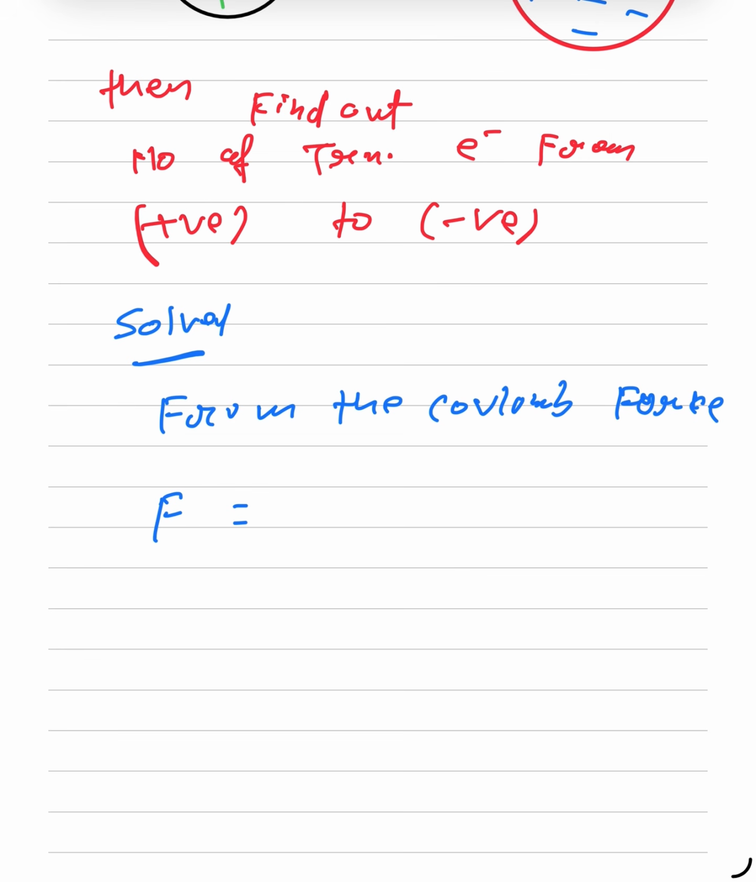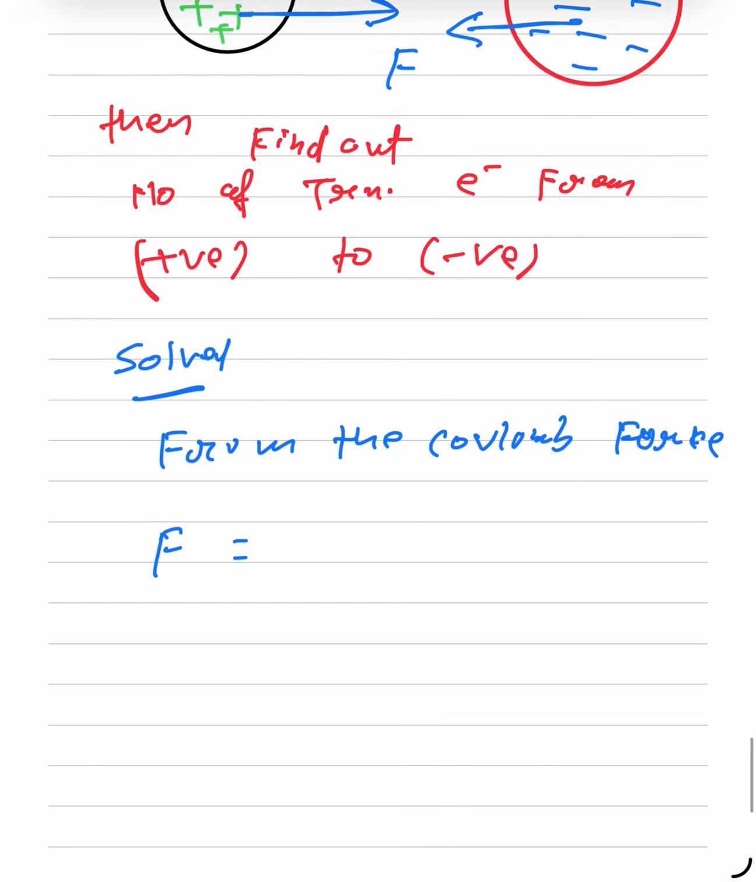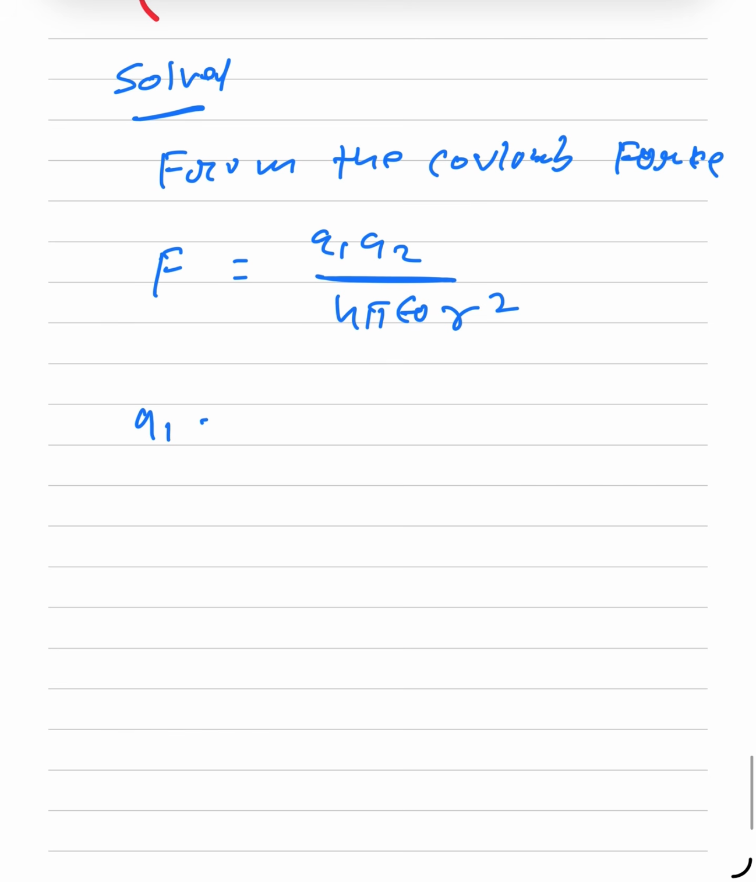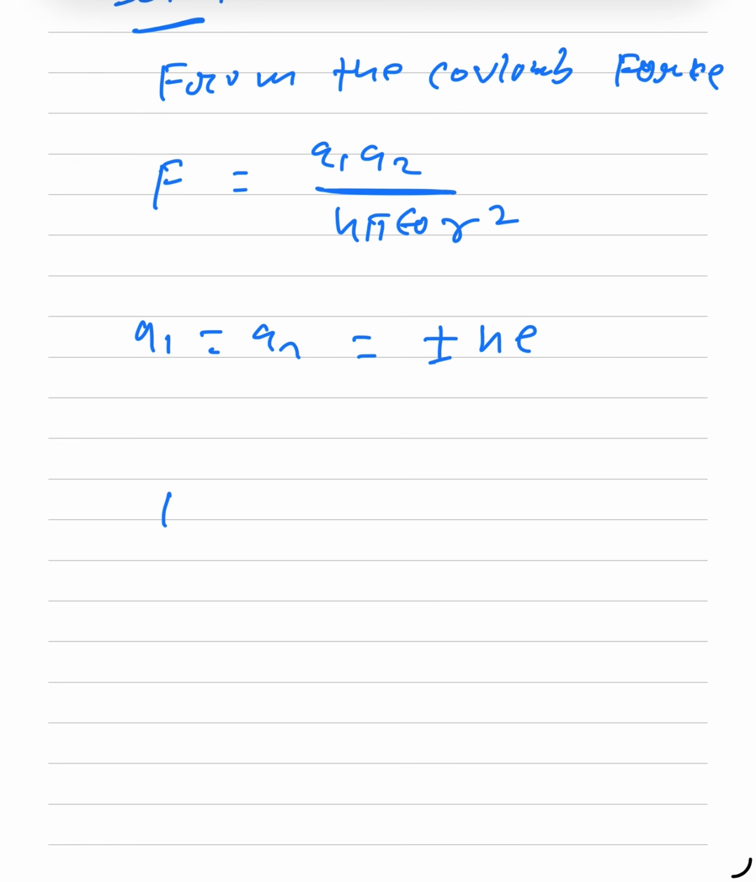F equal to... in this situation both charged bodies attract each other because they are of opposite nature, like this, right? Attract to each other. In Coulomb force, Q1 times Q2 divided by 4 pi epsilon naught R squared, and Q1 equals Q2 in magnitude, equal to plus or minus nE, right? And putting it here, Coulomb force F equals n square E square divided by 4 pi epsilon naught R square.